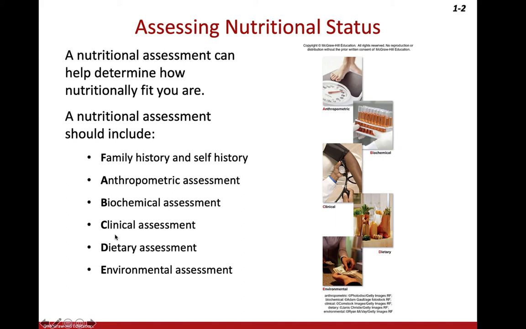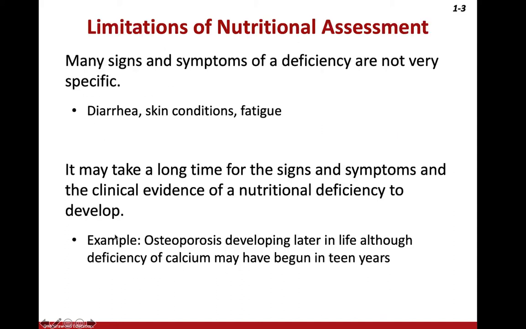What this really talks about here is a series of different procedures or assessments that help determine your nutritional fitness. These are the things that actually should be included in this type of an assessment: family history and self-history, anthropometric assessment, biochemical assessment, clinical assessment, dietary assessment, and environmental assessment. Together, all of these components make up a complete assessment of nutritional status.